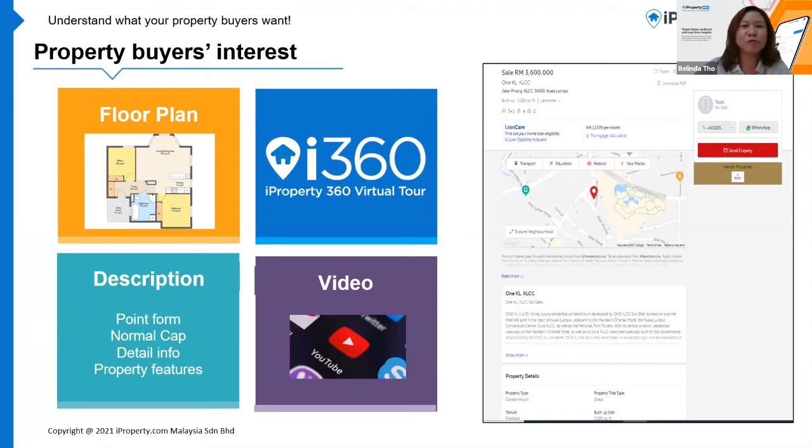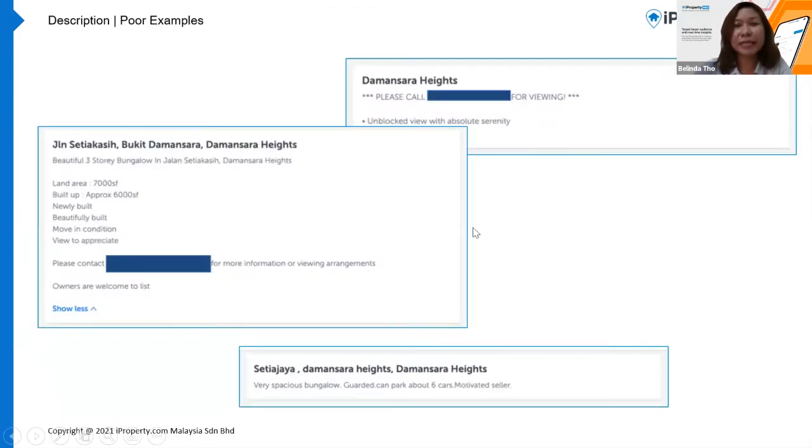Let me go through with you the things you can take into consideration when you want to write up your contents. These are the information your buyers want to know. Please include as much information as possible, be it a floor plan, 360 virtual tour, or video, and in terms of the description, please provide a detailed description. Now, let's take a look at these examples.